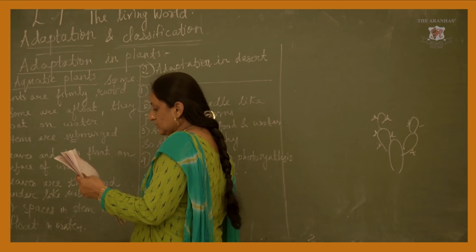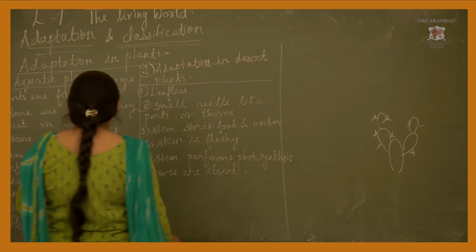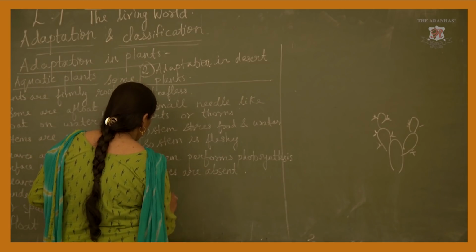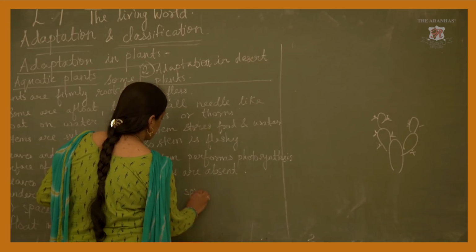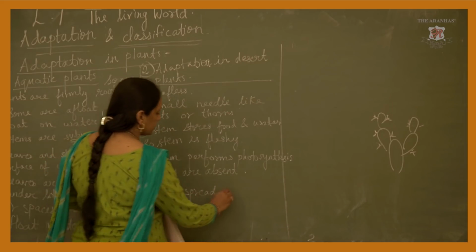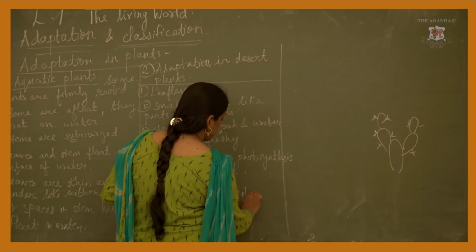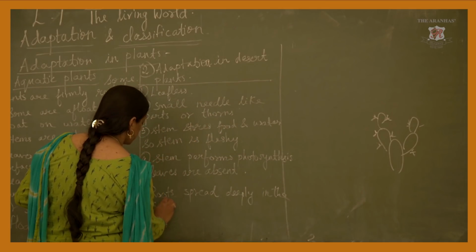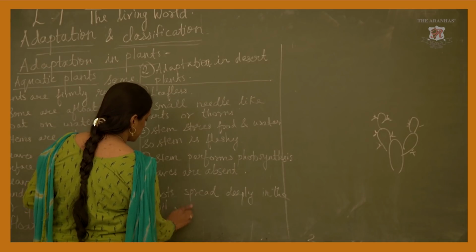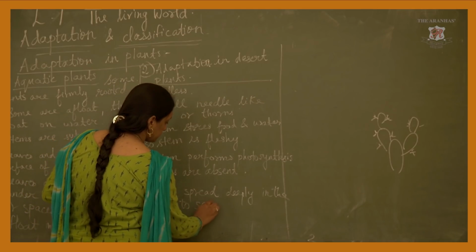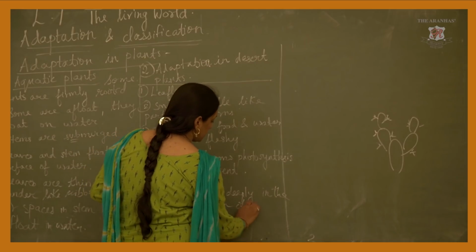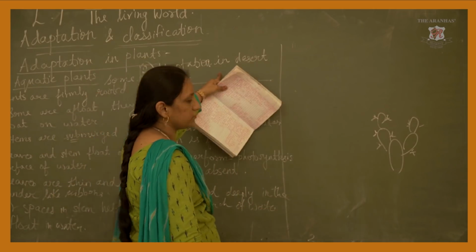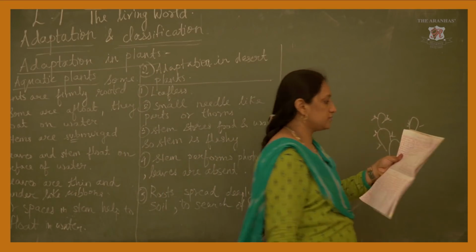Now the next characteristic of desert plants: the roots go deep in the soil. The roots spread very deeply in the soil in search of water. Roots spread deeply across the soil because there is a shortage of water, so they have to search for water. That is why. Now, that was the adaptation of aquatic plants, plants living in water, and the adaptation of desert plants, plants growing in the desert.